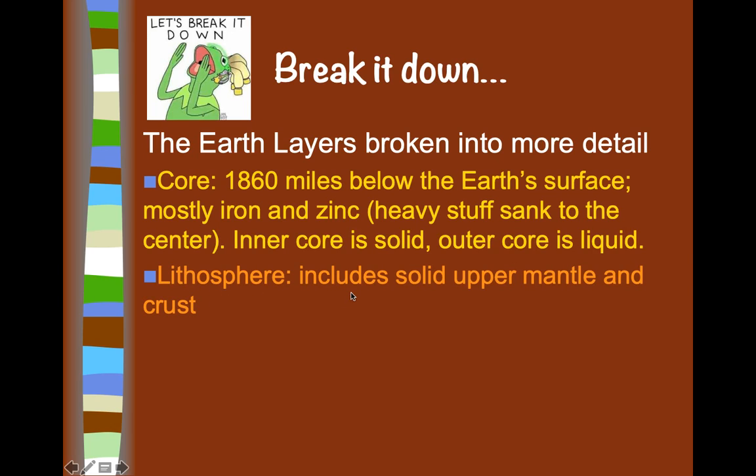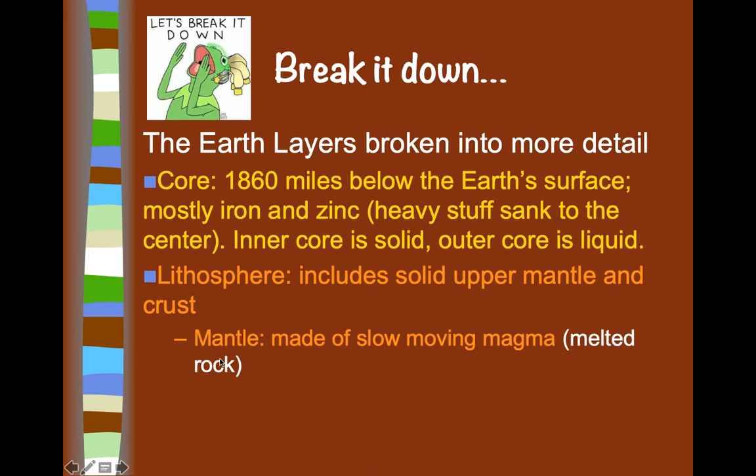The lithosphere is what we call the solid upper mantle and the crust. So those two parts together. If you think of that picture you just drew, the core is both the inner core and the outer core. The lithosphere is the upper mantle and the crust, collectively those two parts. The mantle is made of slow moving magma. Just remember that magma is melted rock. So there's this slow moving melted layer that is the mantle.